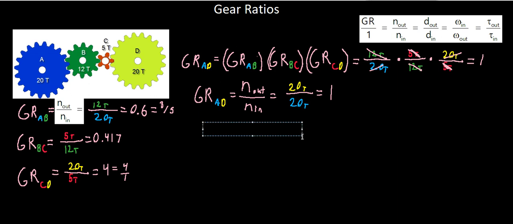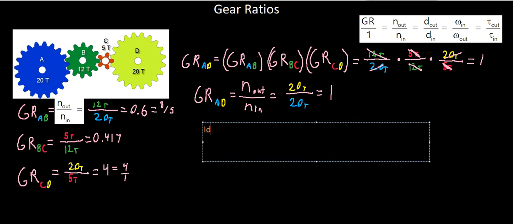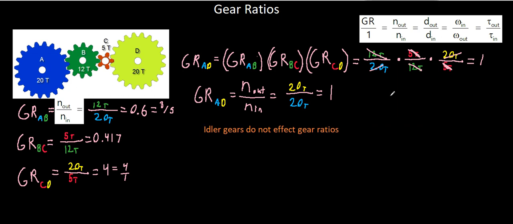So in our last video, we proved that idler gears do not affect the total gear ratio. So idler gears do not affect gear ratios. And the way we proved this was actually two ways. One, we took the idler gears into account up here, and then we did it, and we saw we got the same answer. And the second way we proved it is when we took it into account, if you look, gear B canceled itself out, and gear C canceled itself out, and those were the idler gears.